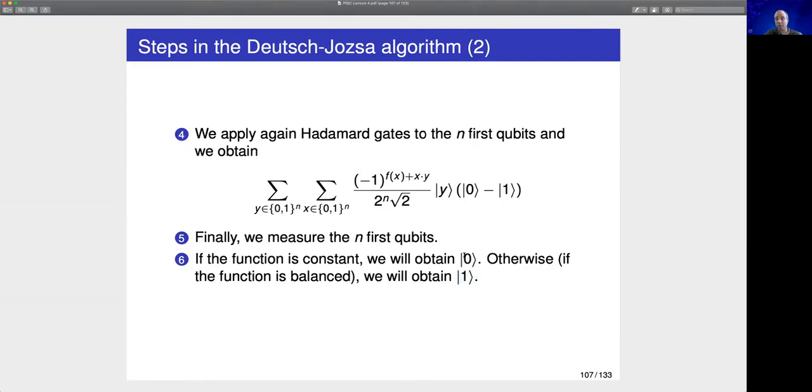So we are going to compare this result to 0. If the result is 0, then we can be sure that the function was constant. If the result is different from 0, then we can be sure that the function is not constant. And then, since the function was either constant or balanced, we are sure that the function is balanced. Why does this work? Why is it enough to compare this result that we obtained to 0?